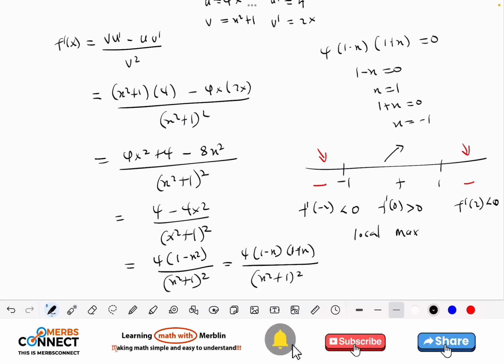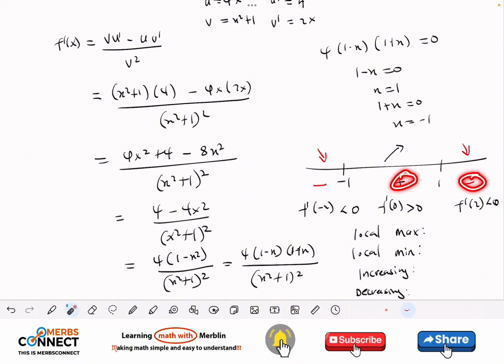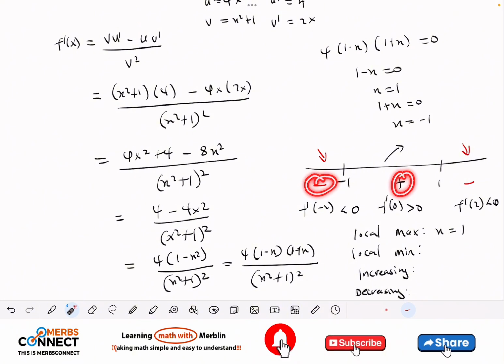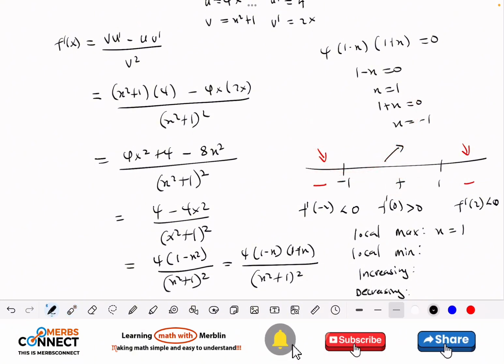Local max, local minimum, increasing, and then decreasing interval. So local max is plus minus, so we have plus minus. So at this point, we are going to have x equal to 1, and local minimum is minus plus, which is like concave up. So we are going to have x equal to minus 1.